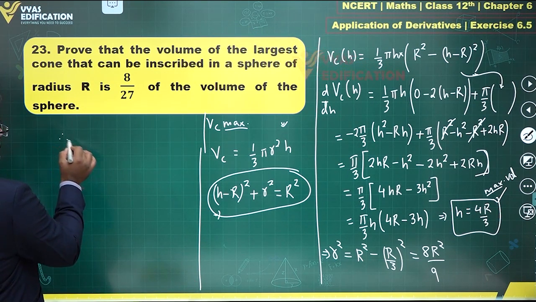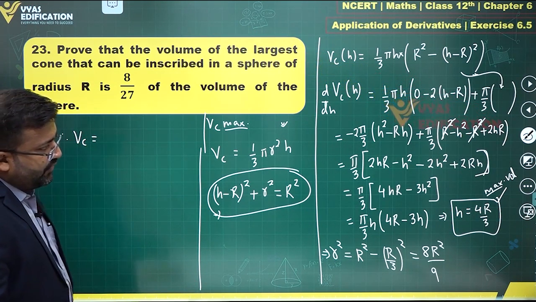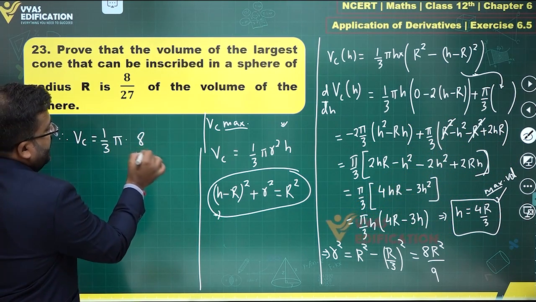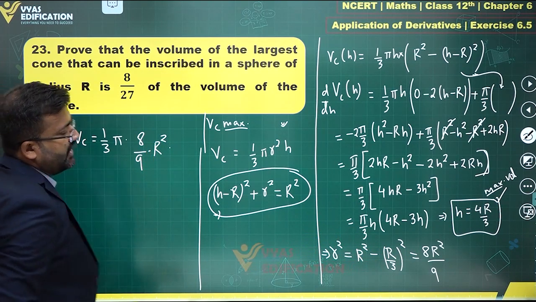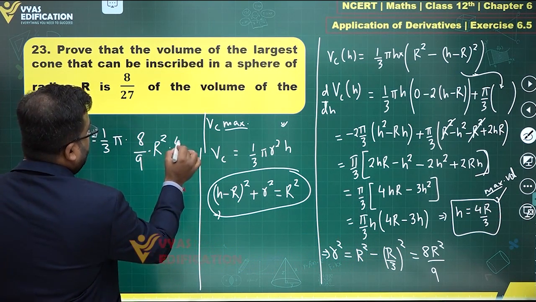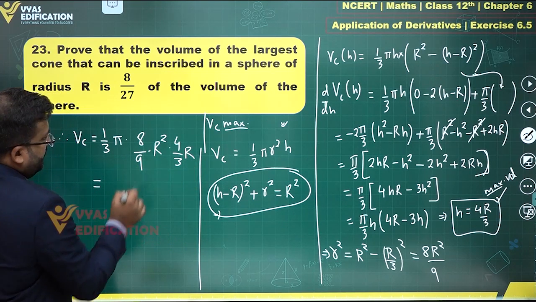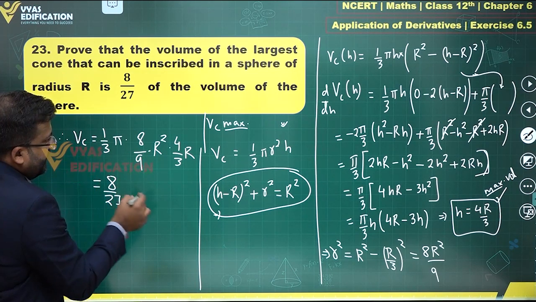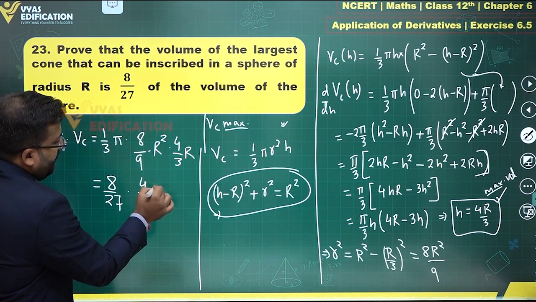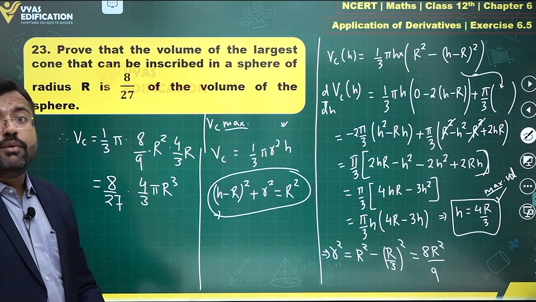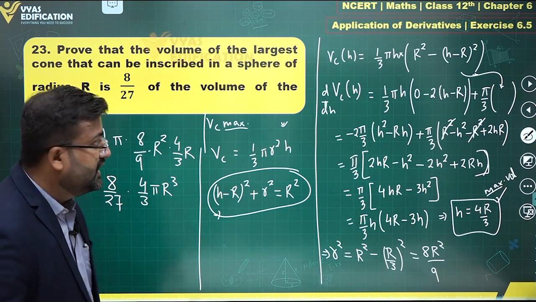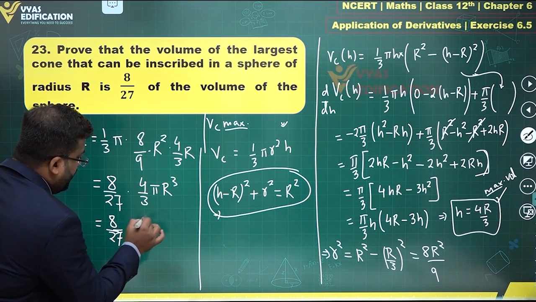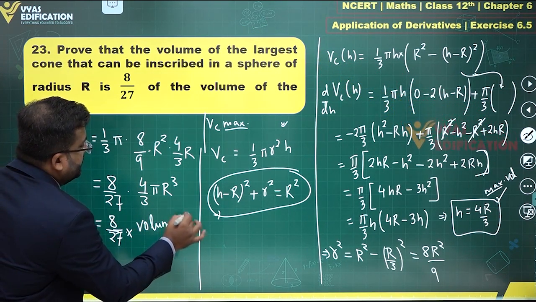Therefore, volume of cone will be equal to what? Volume of cone will be 1 by 3 pi times r square, which is 8 by 9 r square. Okay, h is 4 by 3 r. And can you please observe that this will become 8 by 27, let's multiply them together, times 4 by 3 pi r cube is what I get. 4 by 3 pi r cube is the volume of the sphere, right? So this is 8 by 27 times volume of sphere, if you observe this carefully.